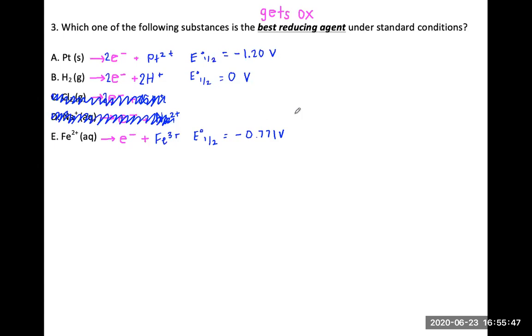So now we know what's going on with each of these things. And if we're looking for the best of something, what we want to look for is the most positive. It seems a little strange, but the most positive one on here is going to be the one that's 0. It's going to be this hydrogen, because it has the least negative half reaction potential. So our best reducing agent here is the H2.